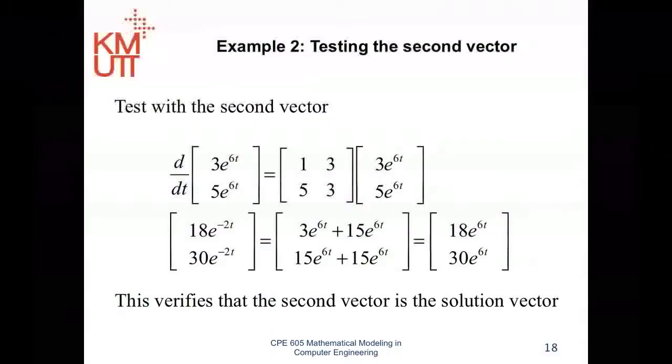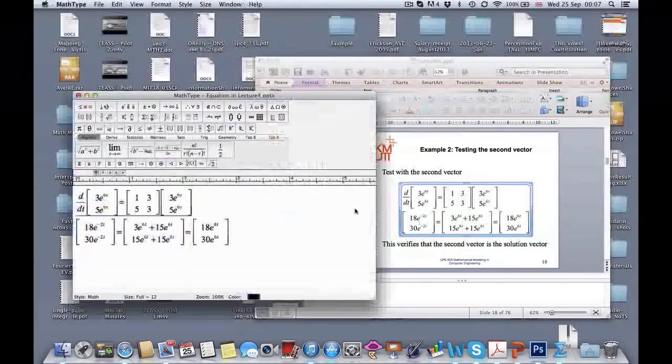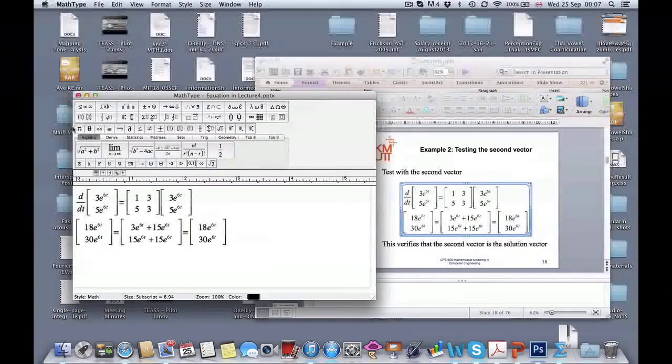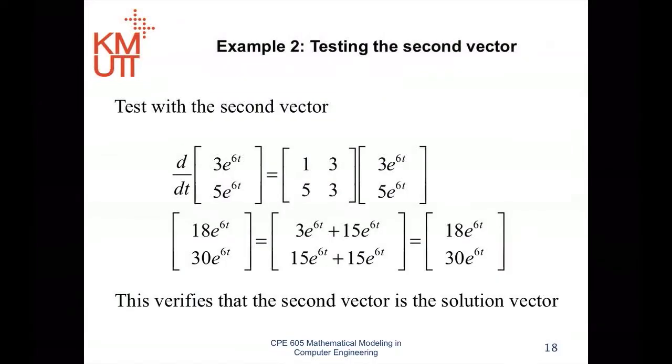For the second vector, 3e to the 6t and 5e to the 6t, the derivative of this equals 18e to the 6t and 30e to the 6t. The matrix multiplication also yields the same vector, which verifies that the second vector is also a solution vector of this system.